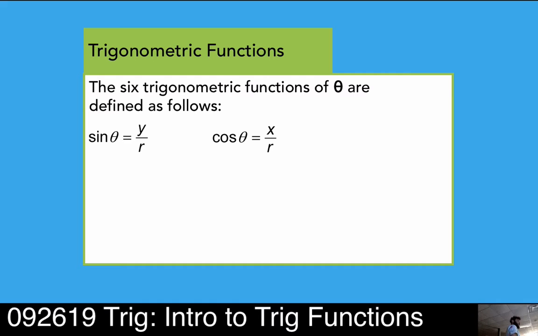Their sine, cosine, on the other hand, is just the x value over the radius. And then tangent is y over x, all right? It's this value over that value. And it's undefined at x equals 0, and we'll see why that is down the line.